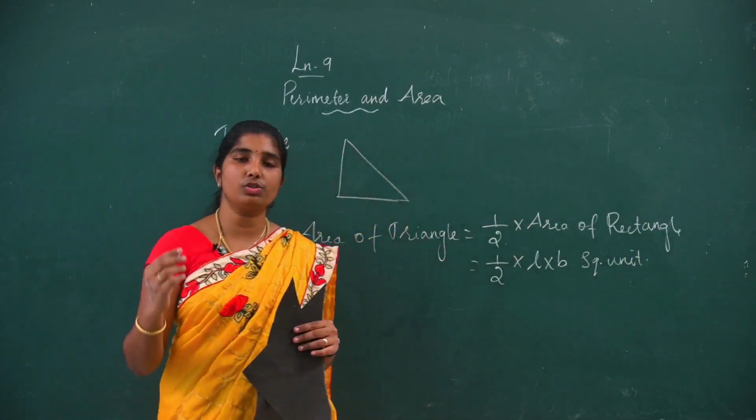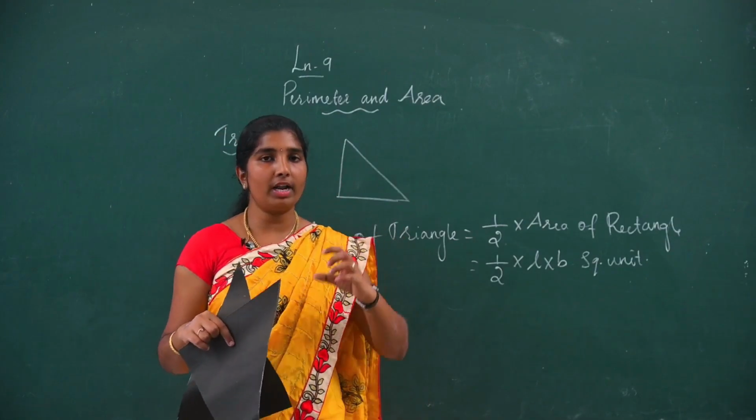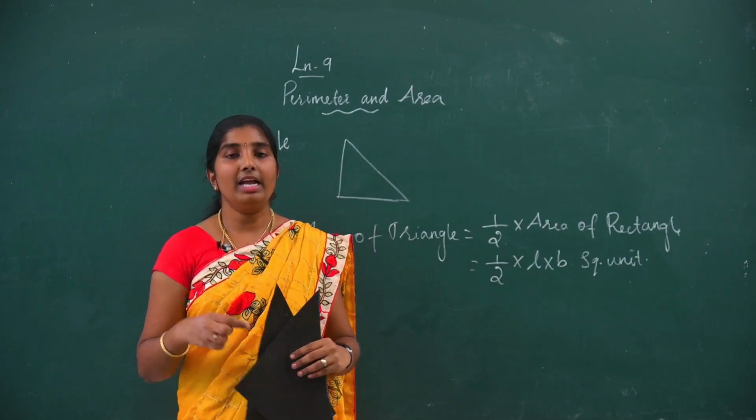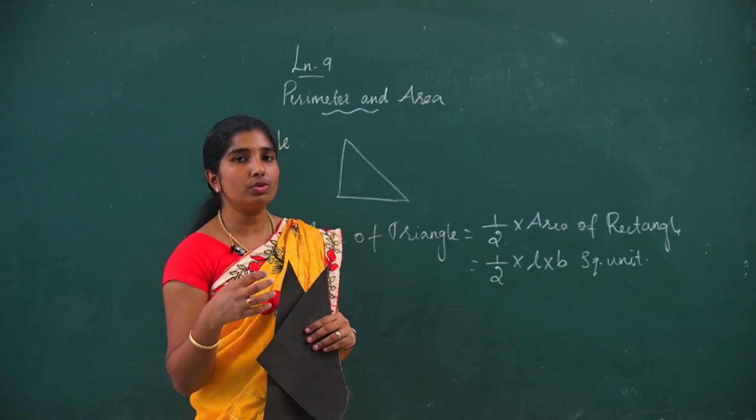Got it, children? Today we learned the formula for the area of a square, the area of a rectangle, and the area of a triangle. In the next class we are going to do some sums.